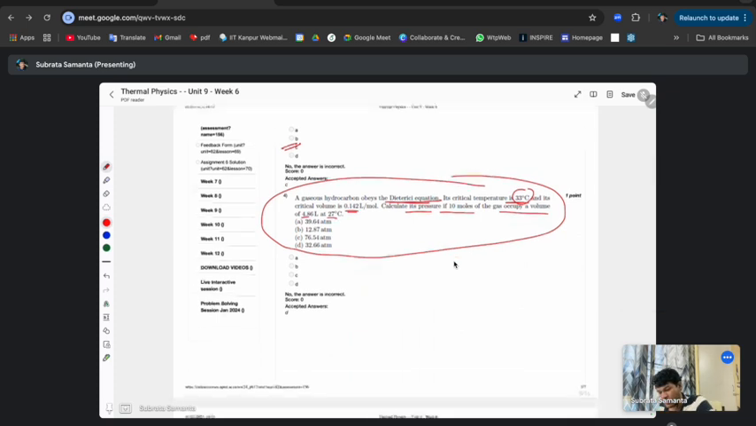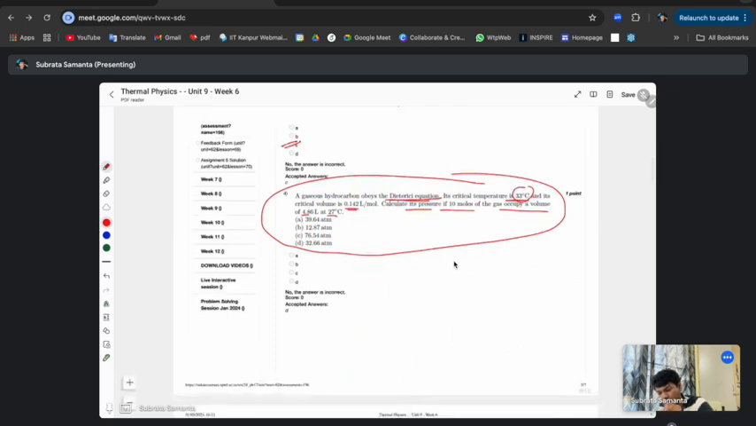So first, note down what the givens in the problem are. The critical temperature Tc is given as 33 degrees centigrade. First we convert it to Kelvin, so this is basically 306 Kelvin. And the critical volume Vc is also given. So Vc and Tc are the critical temperature and critical volume. Vc is 0.142 liter per mole.